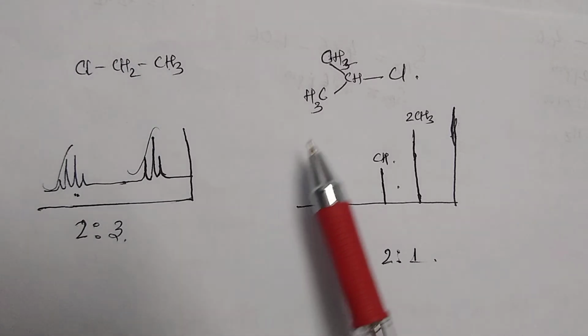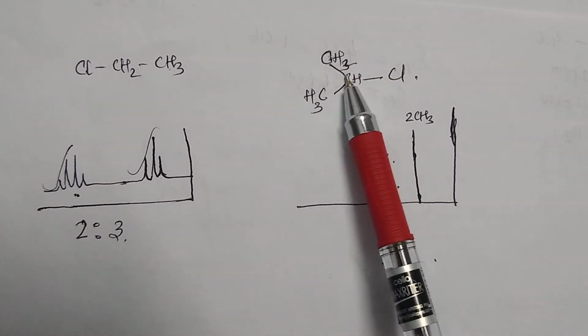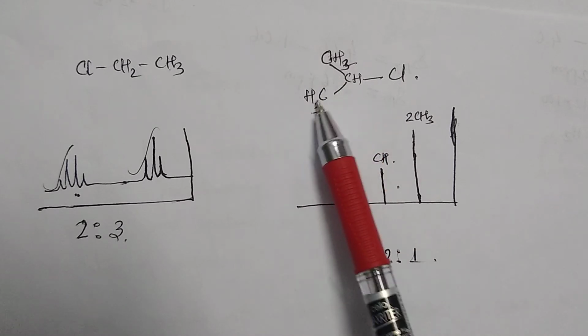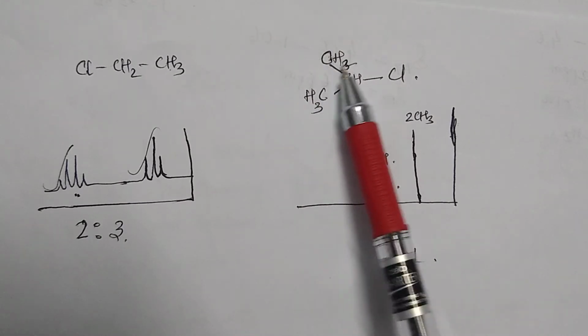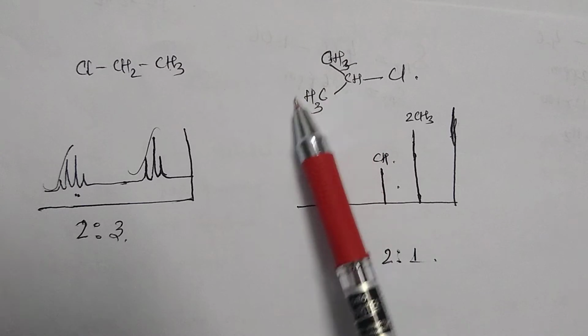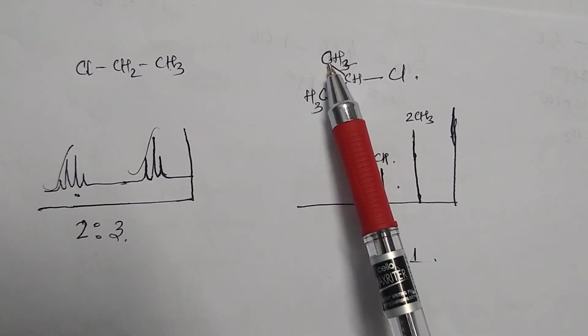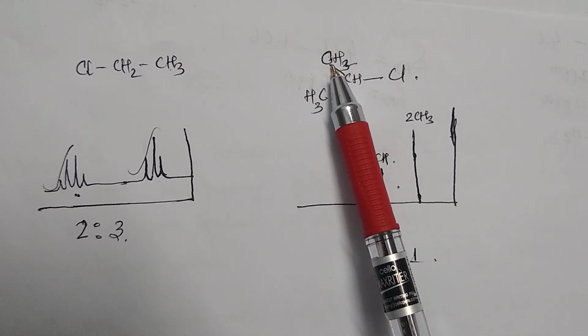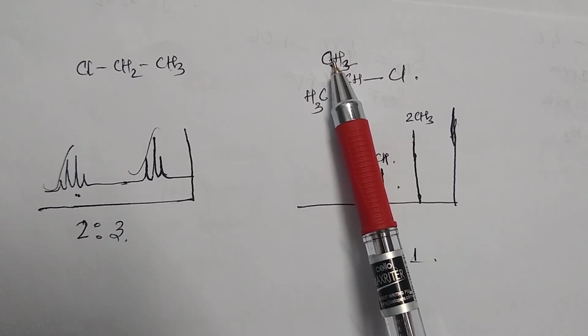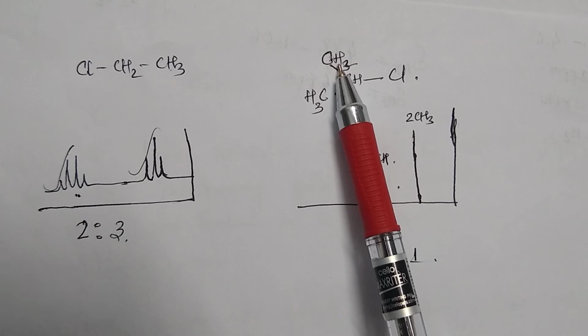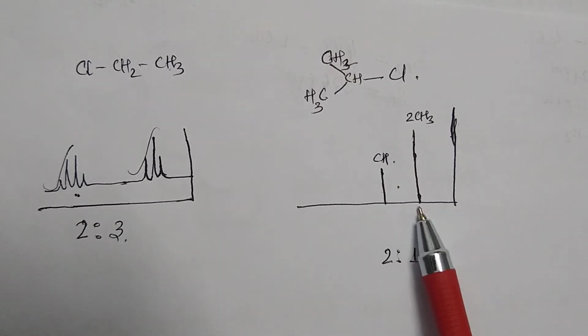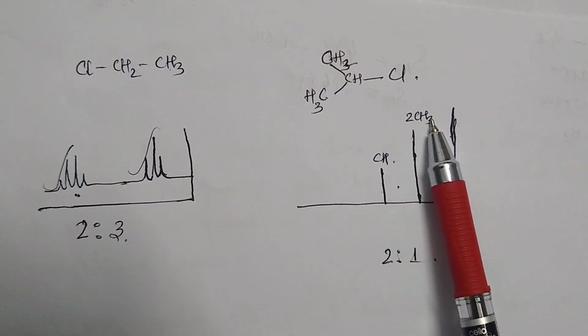Now another example: here we have CH with CF3 on this side and also CF3 on the other side. Both these CF3 groups are equivalent. So this C and this C will give one signal. That signal will be shown in the 13C NMR spectrum like this, for 2 CF3.